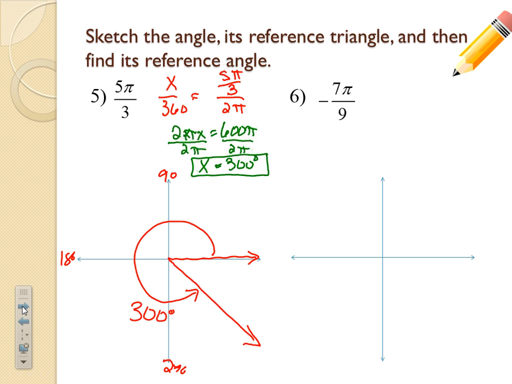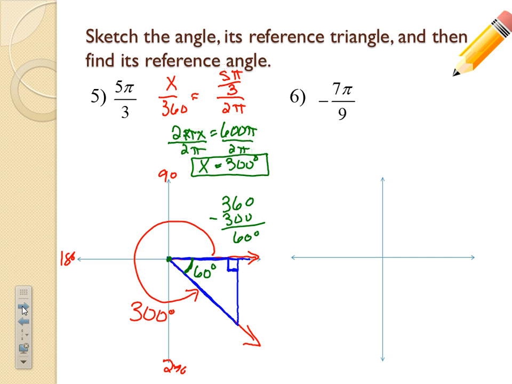Now, reference triangle. So I use my terminal side, and I have to use my x-axis, so I'm going to be using this right here. Now I'm going to create my triangle by going from my terminal side straight up to my x-axis, making my right angle there. They're perpendicular. Once my reference triangle is made, I need to make my reference angle, which touches the origin, so it's always going to be this one right here. I'm working with 300, so I'm going to go 360 minus 300. I have 60 degrees, so my reference angle is 60 degrees.